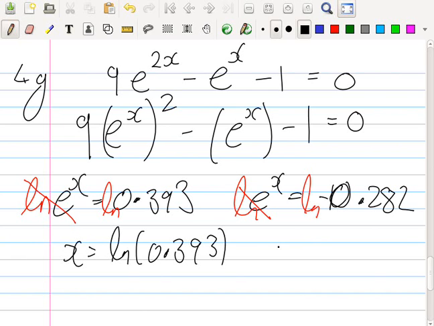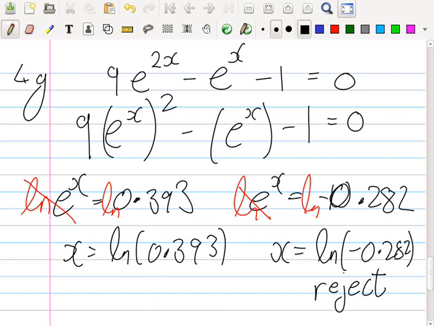0.393, which is fine. And then this one here is not so great. x equals log minus 0.282. Now this is a problem. You can't have log of a minus number. So this one you have to reject. This one here is the only real answer. What's this going to be? Minus 0.93. Okay, and there's the answer.